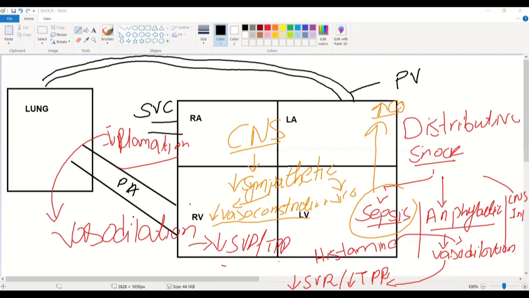Okay. Again, the same thing. What happens to the pulmonary capillary wedge pressure? Pulmonary capillary wedge pressure in all types of distributive shock is decreased. And what happens to the central venous pressure? It is again decreased. Why is it decreased? Because of vasodilation. The blood is pooling in the veins, right? So this leads to decreased central venous pressure and decreased pulmonary capillary wedge pressure as well, right? Okay.